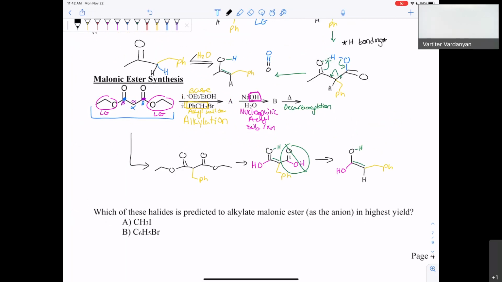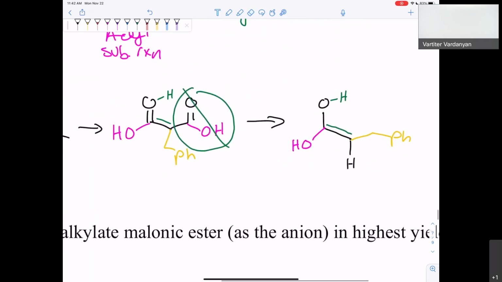Yeah, so you're always going to make CO2 as a byproduct. Correct. That's a great question. So you're only doing it once because only these two are beta to one another. So once you get rid of 1 carboxylic acid, there's no way to do that again.